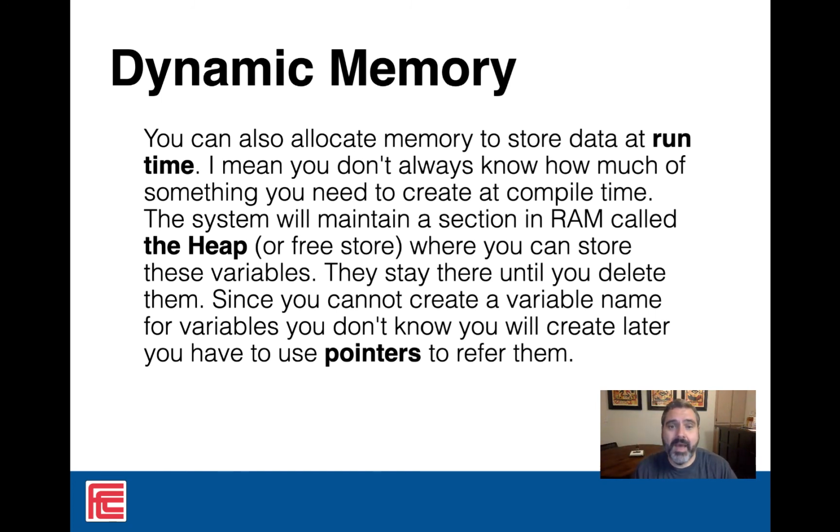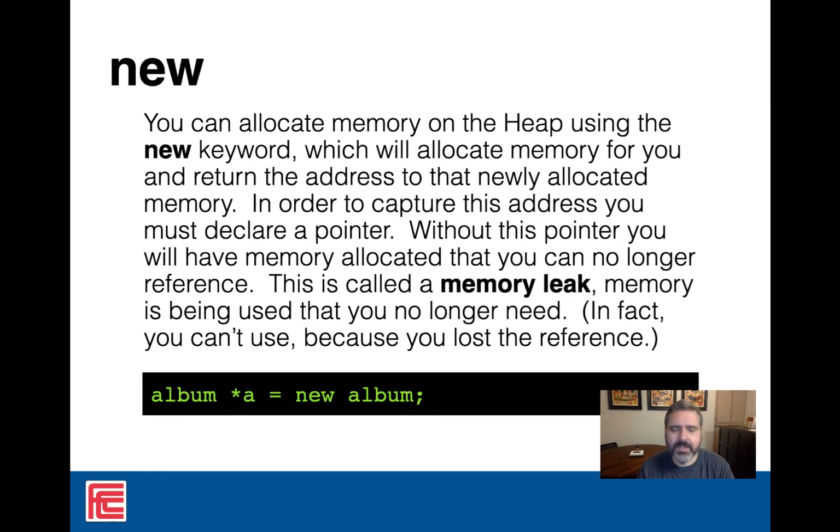What I'm going to get back is a pointer, the address where that thing just got stored, which I should probably hold on to. It's kind of important. So the keyword we're going to use for all of this is called new. If I want to create a new album programmatically at runtime, what I can do is just say album pointer A, or whatever, equals new album, and that creates a new album.